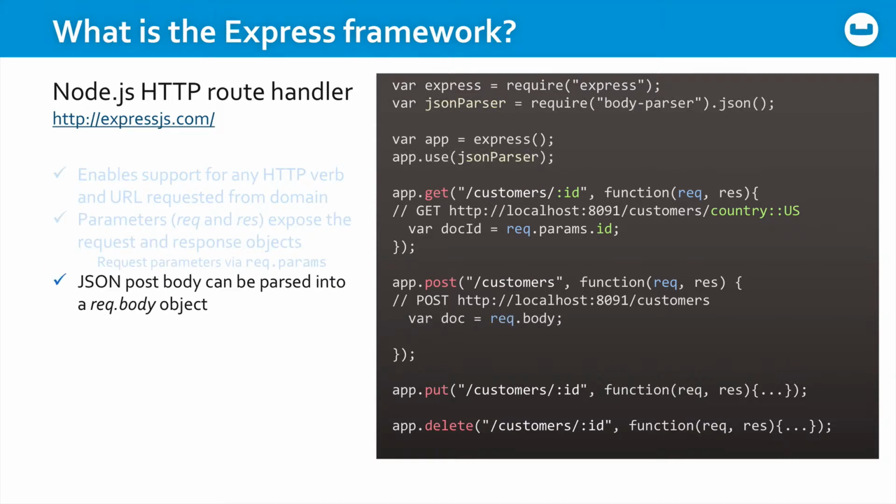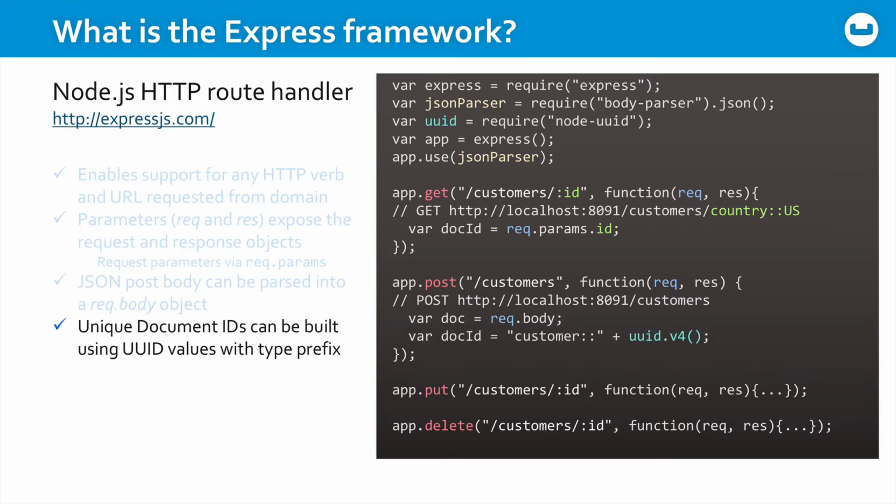The JSON post body can be parsed into a request.body object by the JSON parser module. Here we show applying JSON parser as middleware to the entire app through the app.use statement. As we'll see in slides ahead, you could also assign that inline for a particular route. You could also, for example, use a module like Node.UID to create unique document IDs for each document. We'll work with that a little bit in the exercise ahead as well.